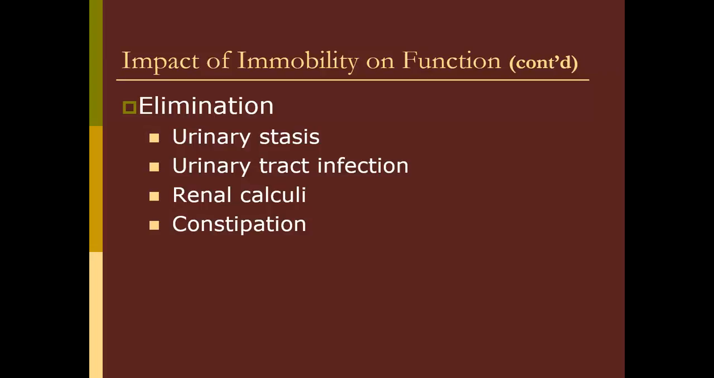Immobility also impacts elimination. Immobility is often associated with urinary stasis, which increases the risk of both UTI and of the formation of renal calculi or stones. In terms of bowel elimination, immobility is a direct contributor to constipation. When one is immobile and sitting still for long periods of time, the bowel follows suit and just begins to shut down.